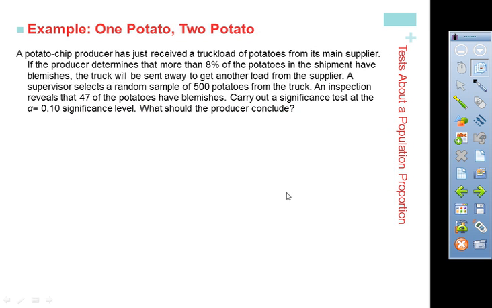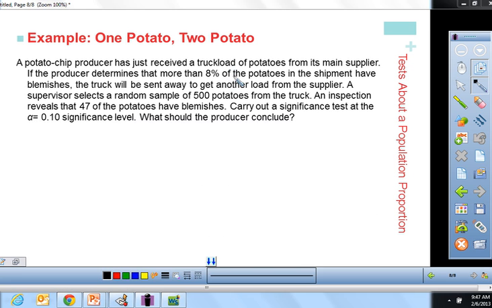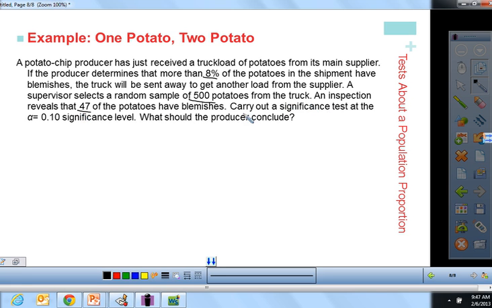All right, so let's do this example. 1 potato, 2 potato. A potato chip producer has just received a truckload of potatoes from its main supplier. If the producer determines that more than 8% of the potato shipment have blemishes, the truck will be sent away to get another load from the supplier. A supervisor selects a random sample of 500 potatoes from the truck. An inspection reveals that 47 of the potatoes have blemishes. Carry out a significance test at an alpha level of 0.1 significance level. What should the producer conclude?